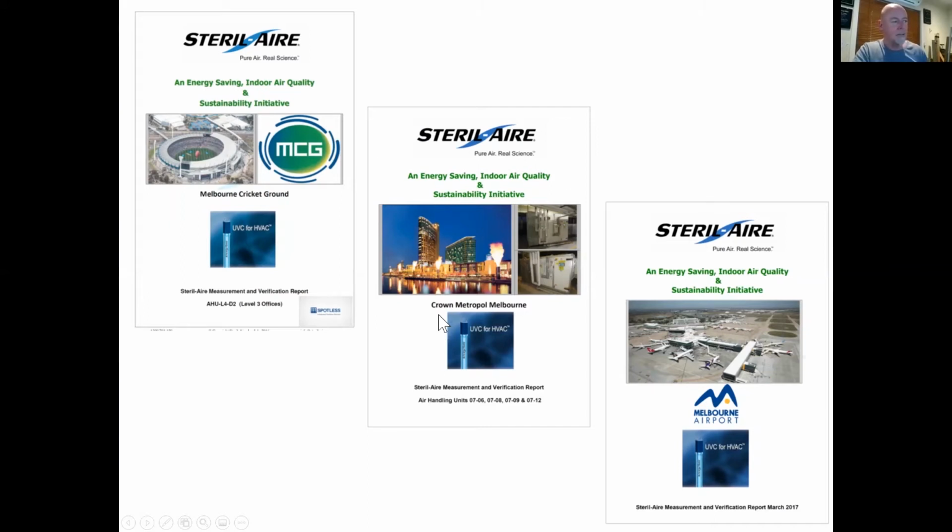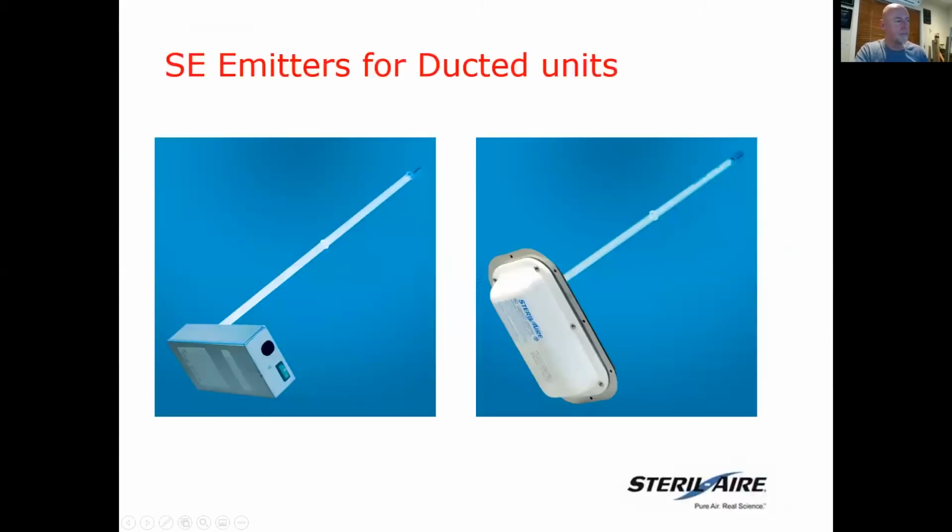We have Crown Casino here. This is Melbourne's largest employer, and we've done multiple air handlers and cool rooms for Crown Casino. And also Melbourne Airport, which is Australia's largest airport. We've done 3 terminals at that airport so far, all with excellent results.